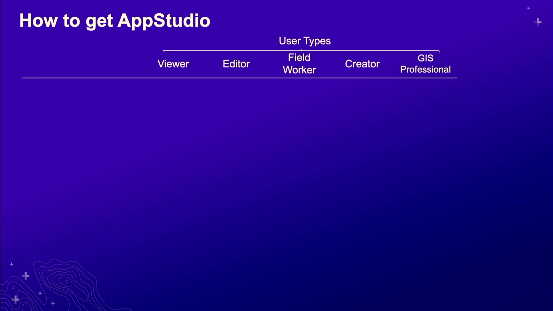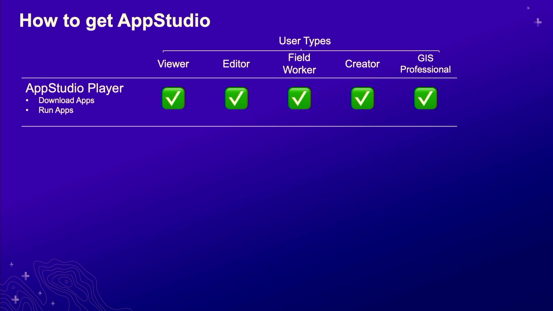With AppStudio, first of all, let's start with AppStudio Player, the Player application. AppStudio Player is available for free for anyone to download from app stores or from our website. All of these different user types can log into AppStudio Player and download apps that have been created for them, or in some cases that they created, and then run the apps inside of Player. So if you have a viewer and you just want to view a simple viewing app that someone created for you and uploaded to your organization, you can log in to AppStudio Player and run it.